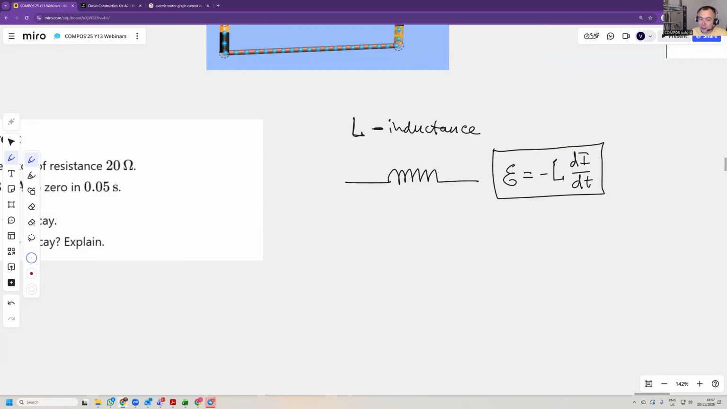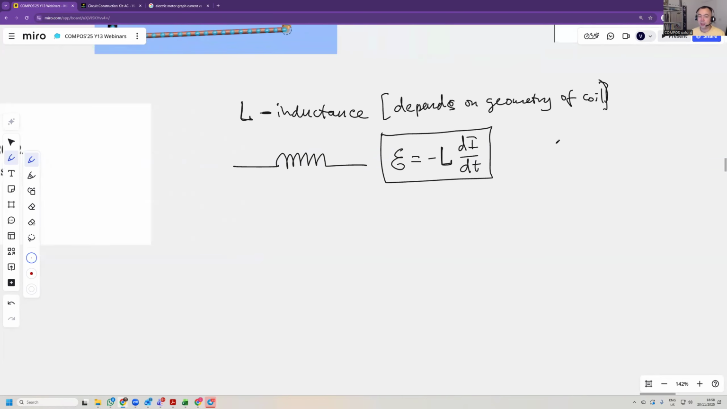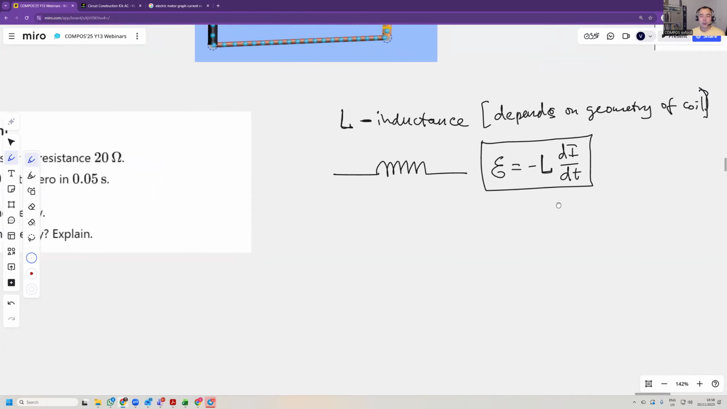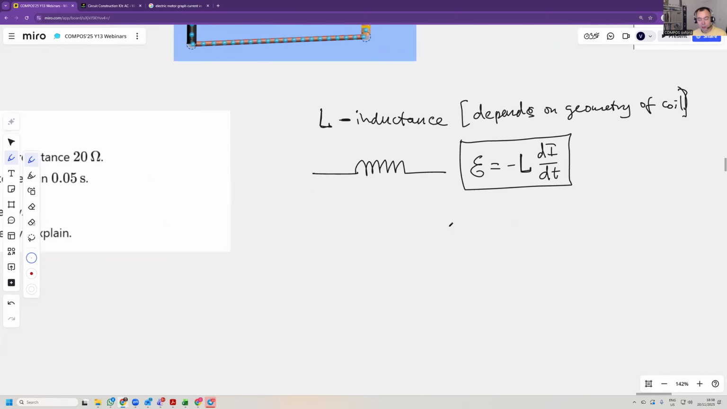And L is an inductance which depends on the geometry of the coil. So the number of turns, the length, the diameter, etc. The more turns you have, of course, the bigger the inductance.